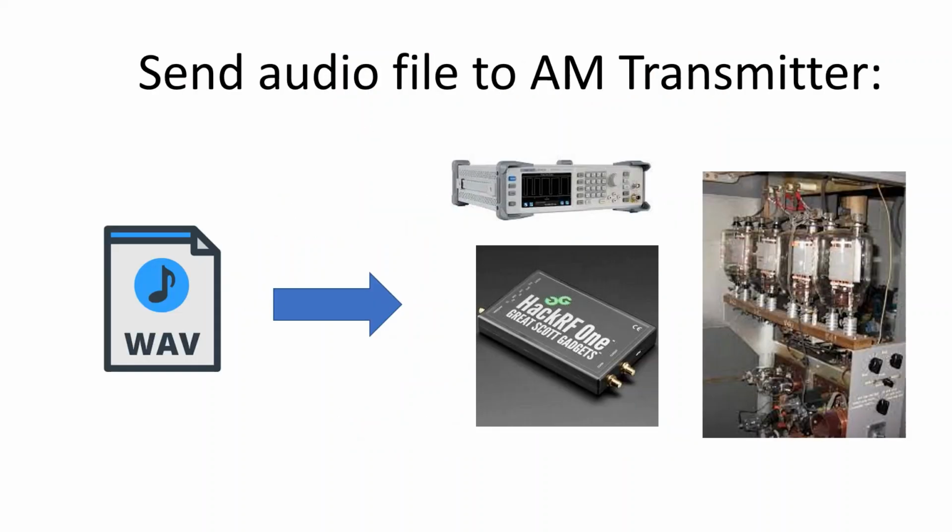All right, so once you've got your WAV file, you can send it to any transmitter, a SIGGEN, HackRF, or maybe you've got some old tube monster. You can send the audio to that, and you'll now transmit an image using amplitude modulation.